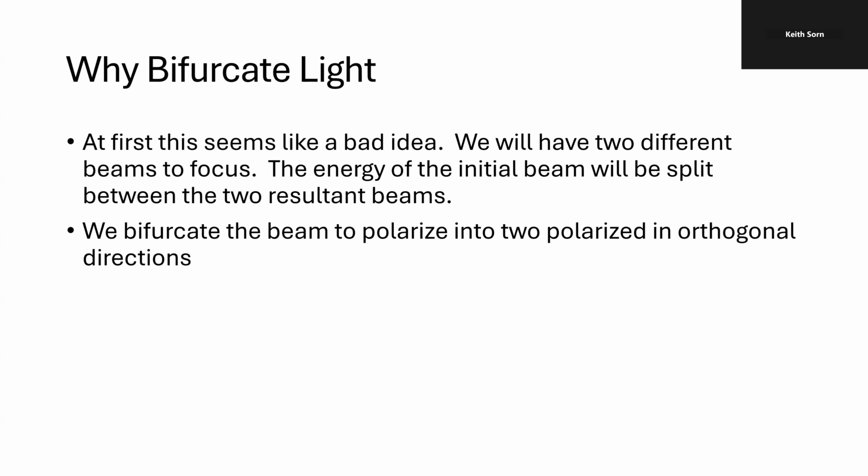At first, it seems like a bad idea. We're splitting a ray, so the energy would be split between the two. But we'll learn that we bifurcate the beam to polarize it into two polarized beams, which are orthogonal to each other, meaning making a right angle with each other.